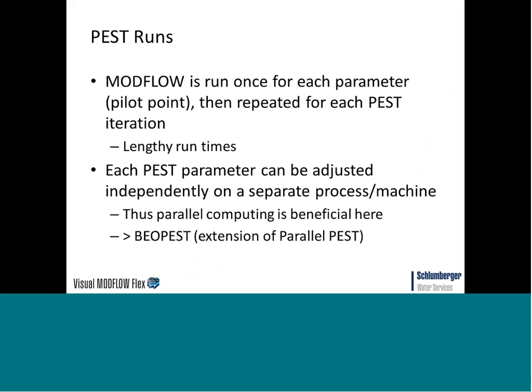Each PEST parameter essentially can be adjusted independently on a separate process or machine. Thus, the power of parallel computing becomes very beneficial here, and this is where things like parallel PEST have become very beneficial for leveraging PEST runs. A new version of PEST, parallel PEST, called BioPEST is what we use for running PEST in the cloud.